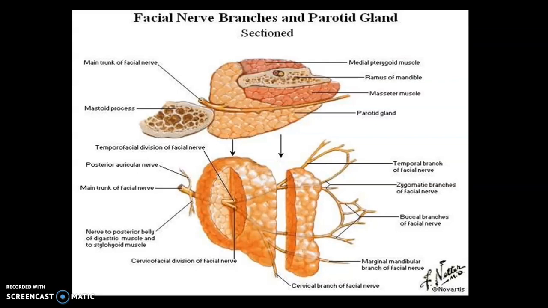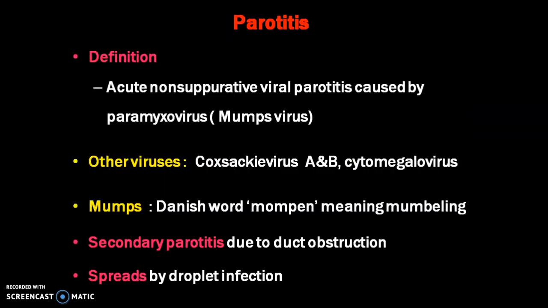So this is a picture showing the division of the parotid gland into the superficial and the deep part by the facial nerve. Then what are the inflammatory conditions? We will discuss firstly the inflammatory conditions. First is parotitis. What is parotitis? It is basically acute non-suppurative viral parotitis that is caused by the mumps virus. Other viruses can be involved, like Coxsackie and cytomegalovirus, but the most common is the paramyxovirus. Secondary parotitis can occur due to duct obstruction, and usually this virus is spread by droplet infection.